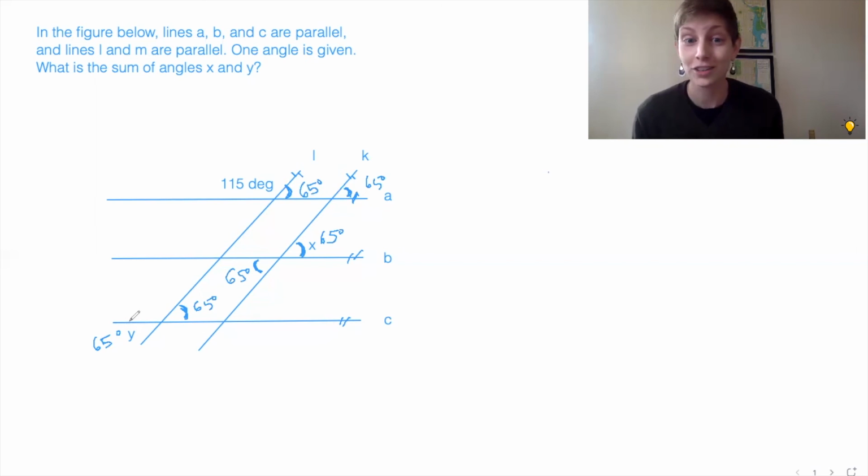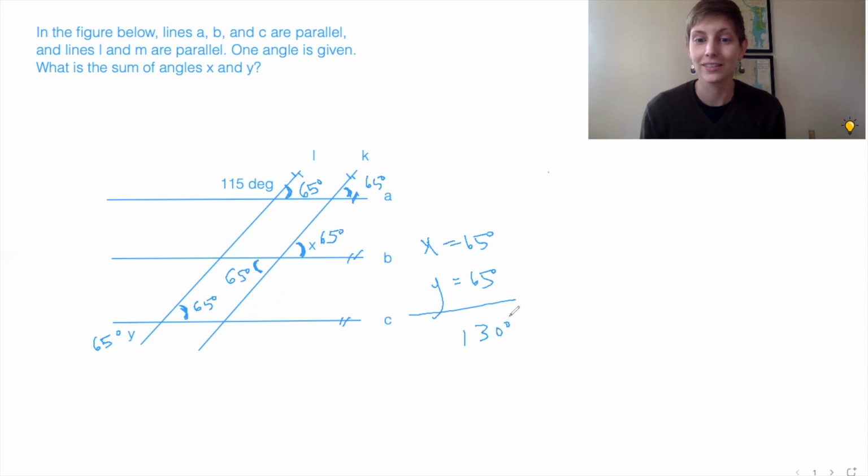Now remember our question, what is the sum of angles x and y? So if we found x to equal 65 degrees, and angle y to equal 65 degrees, we have to remember at the end to find that sum, 130 degrees.